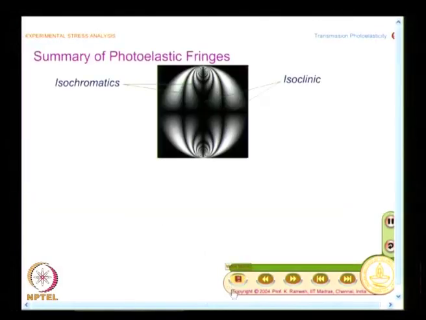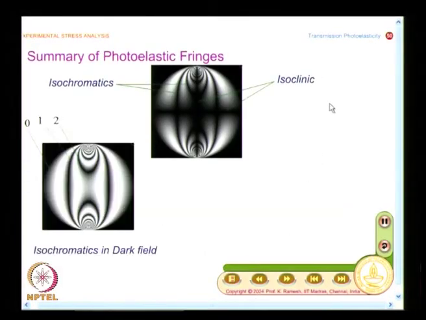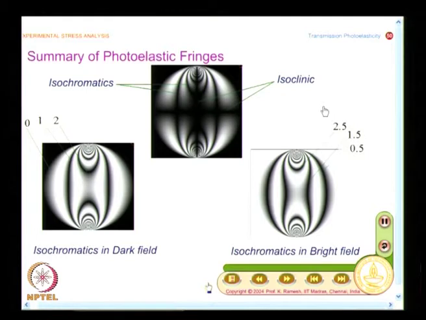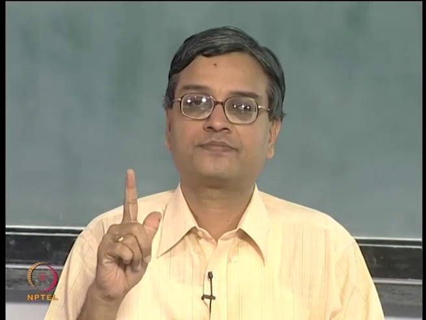To summarize, let us see what all we have seen in these two optical arrangements. We have seen a plane polariscope, we have seen a circular polariscope, and we find 2 fringe contours in a plane polariscope, we see only 1 contour in a circular polariscope, and we will see for a circular disc what these fringe contours are.